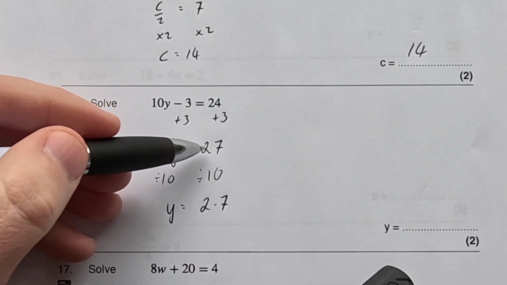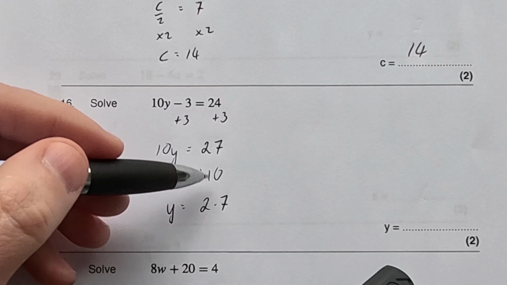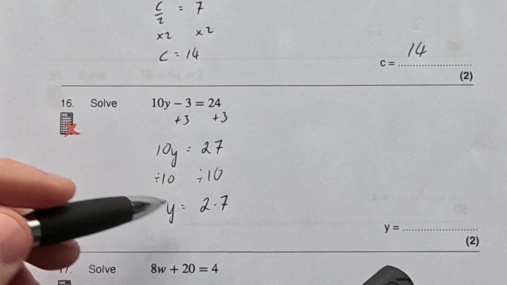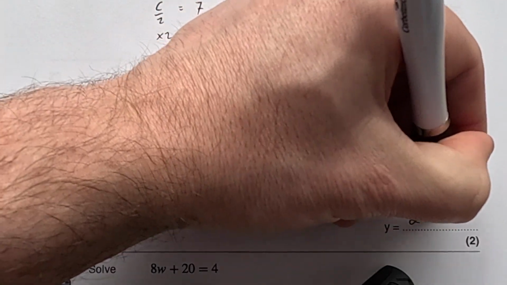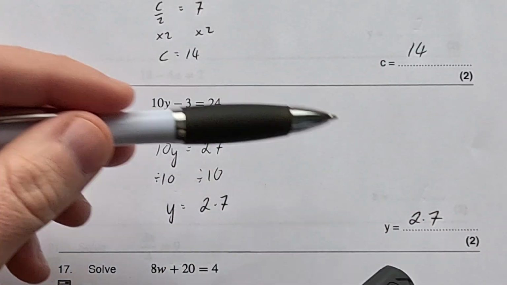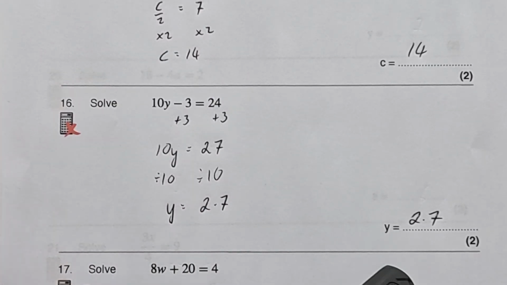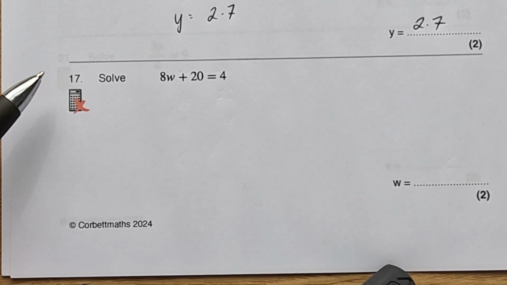So the 2 would move from the tens to the units, or the ones column, and the 7, which is in the ones, would move into the tenths. So the answer is 2.7. So y equals 2.7. And let's just check that. 10 times 2.7 is equal to 27. Take away 3 would be 24. And that's it.